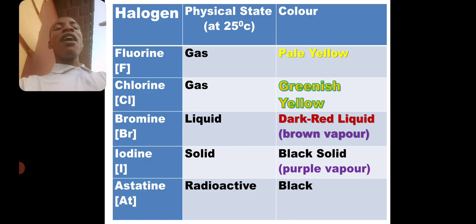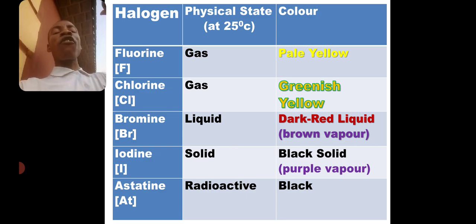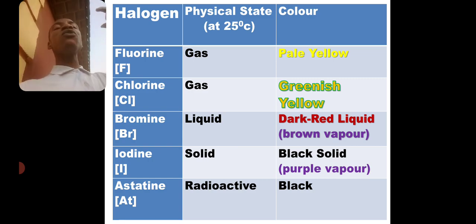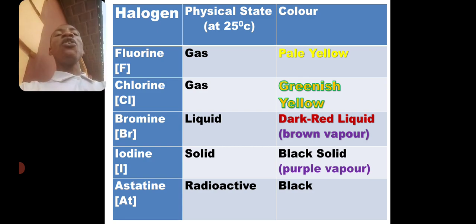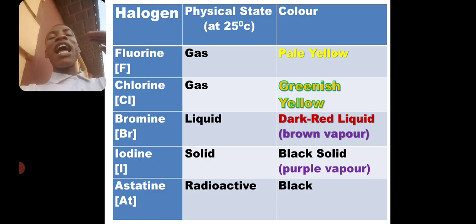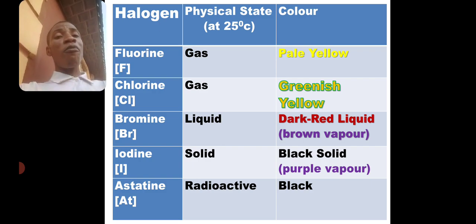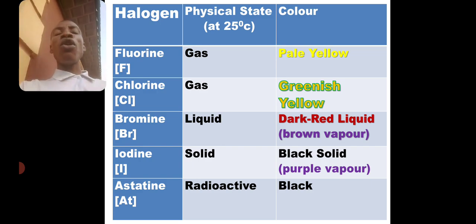Halogens actually have colors. They are substances with colors, and we have gas in that group, we have liquid in that group, we have solid in that group. In fact, it's the only group of the periodic table that contains elements in all 3 states of matter. Fluorine is a gas with a pale yellow color.